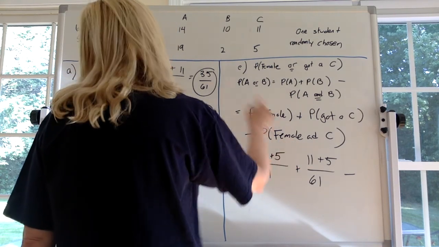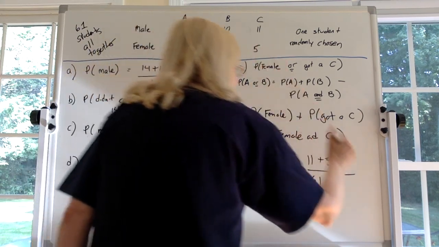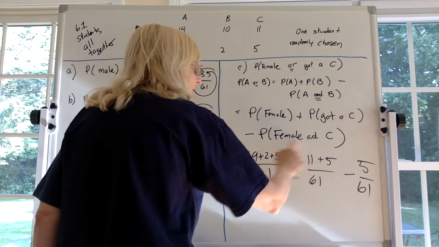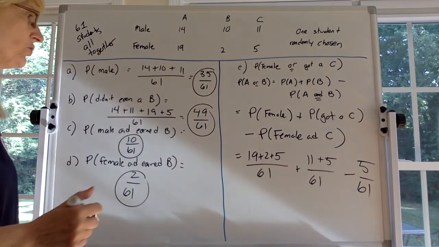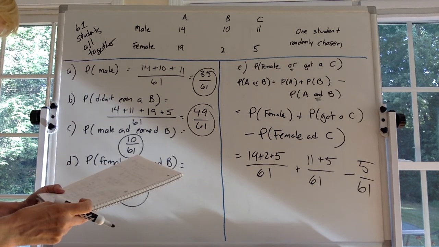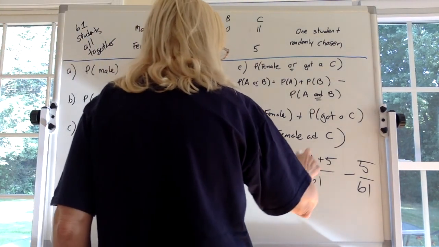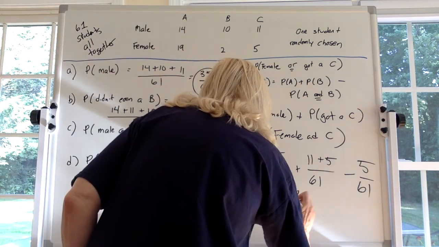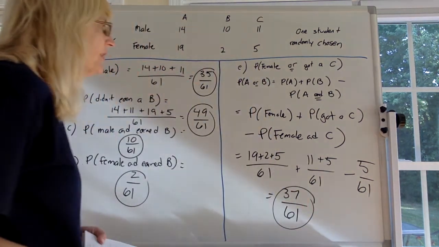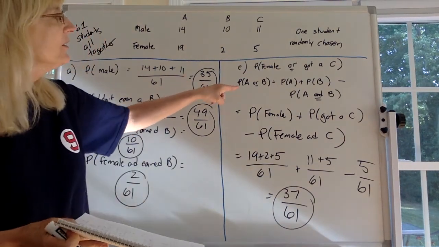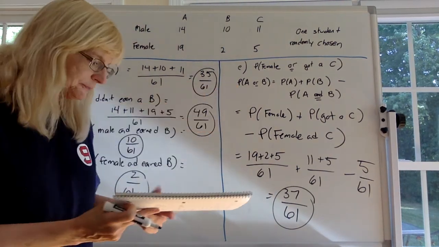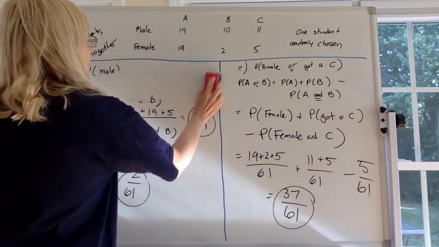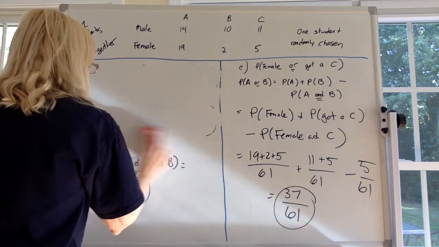So let's see if that's what happens. Probability female and C, oh, look at that. We see that we double counted, and that's why you have to account for any double counting. So one of those 5 over 61s goes away. If you add up 19 plus 2 plus 5 plus 11 plus 5 minus 5, I think you get 37 over 61. So for female or C, you have to use the formula, and make sure you account for double counting. Okay, part F, I didn't have room on this board, so I'm going to do part F and G now.